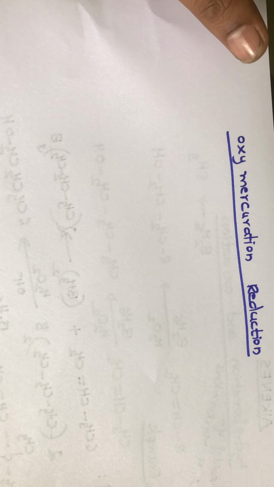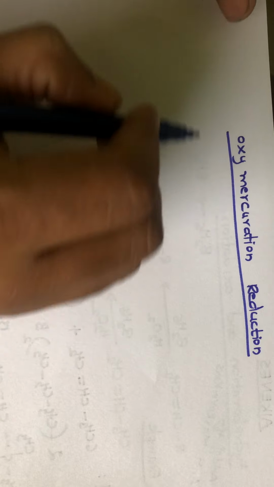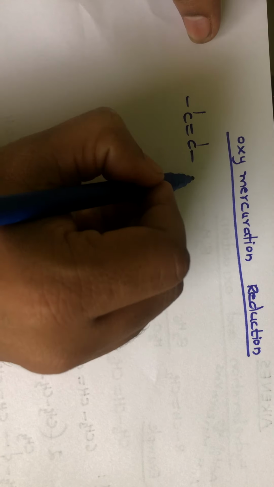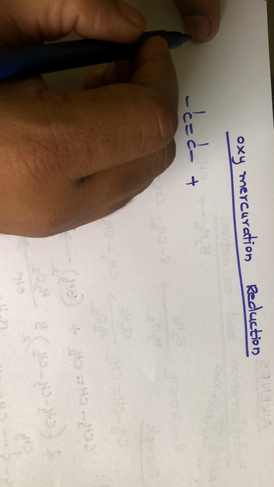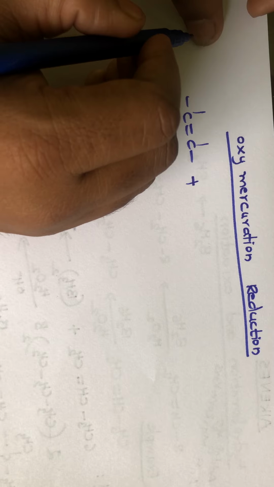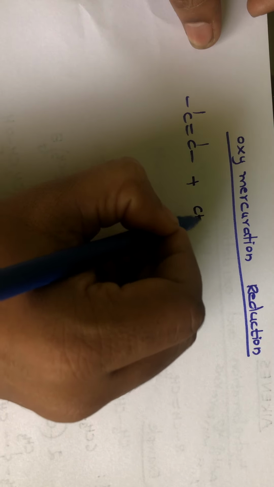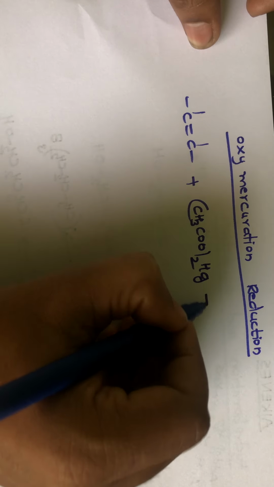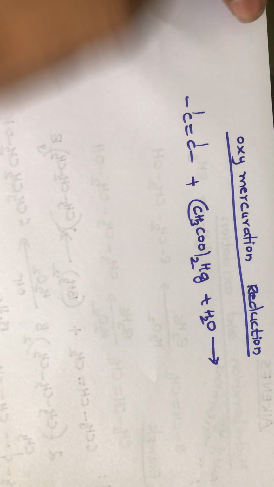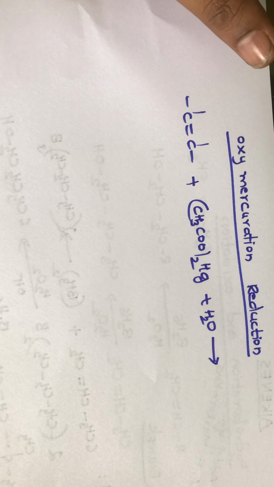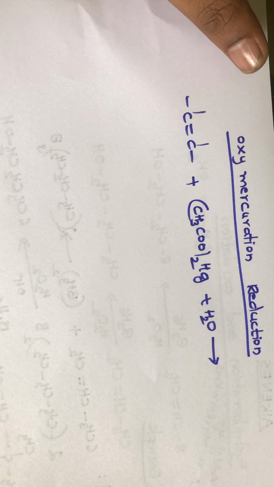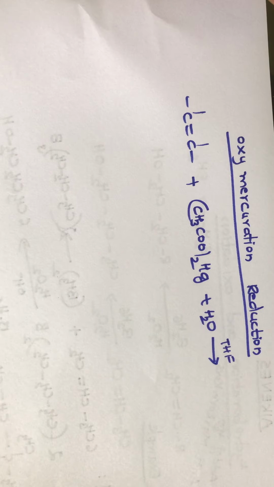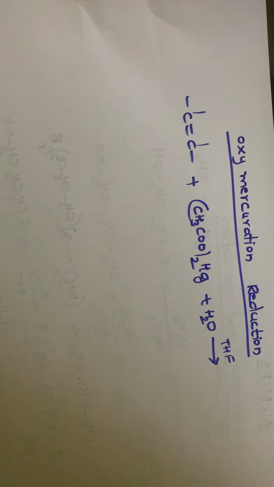Now, what generally happens in oxymercuration reduction? If you have an alkene, a carbon-carbon double bond, we are dealing with the reactions of alkenes. Alkenes are generally treated with mercuric acetate and water. Mercury acetate, (CH3COO)2Hg, and water, in presence of THF. THF is tetrahydrofuran.